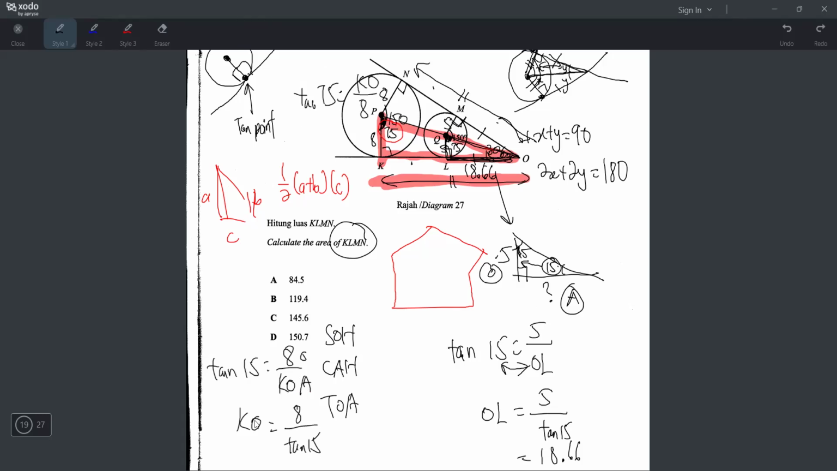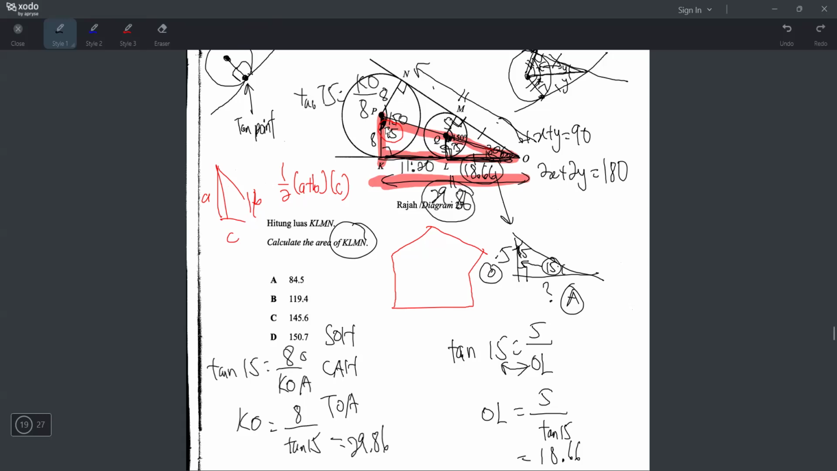So let's write down 29.86. It means the whole panjang here is 29.86. So now how to find the panjang for KL? Take 29.86, which is the whole thing, minus the 18.66. So let's press answer minus 18.66. Okay, my calculator gives me 11.196. So if I write in four significant figures, it is 11.20 lah.